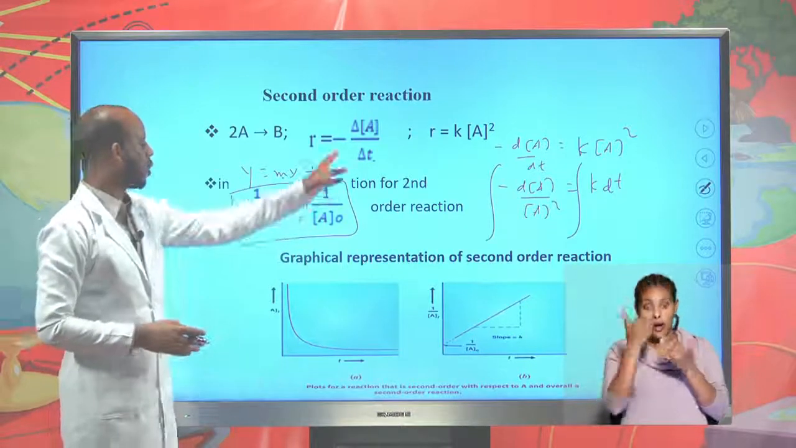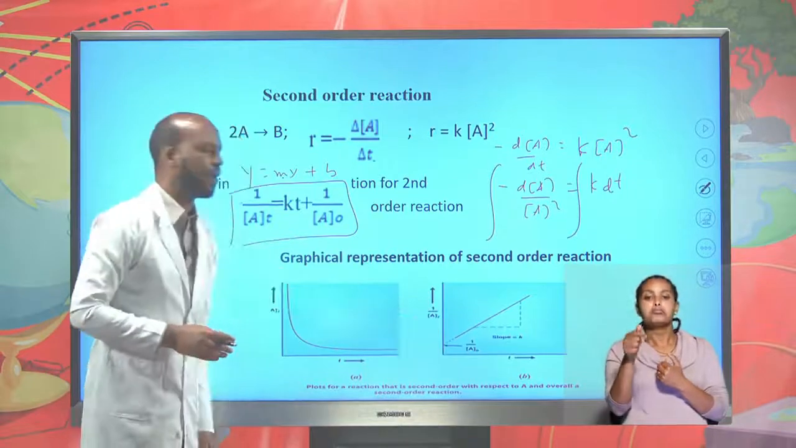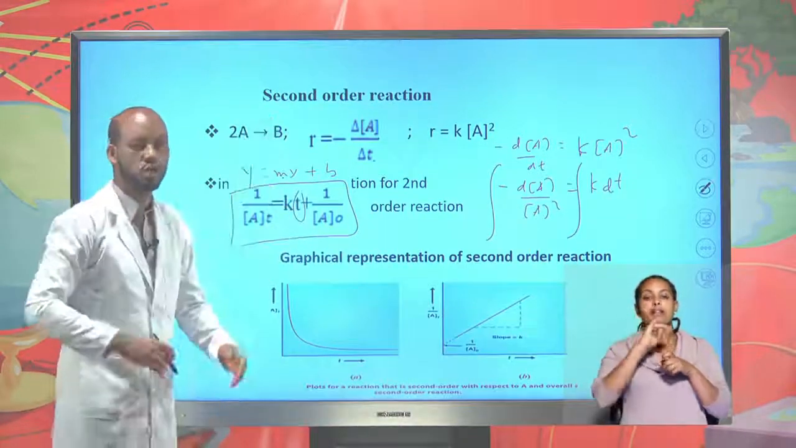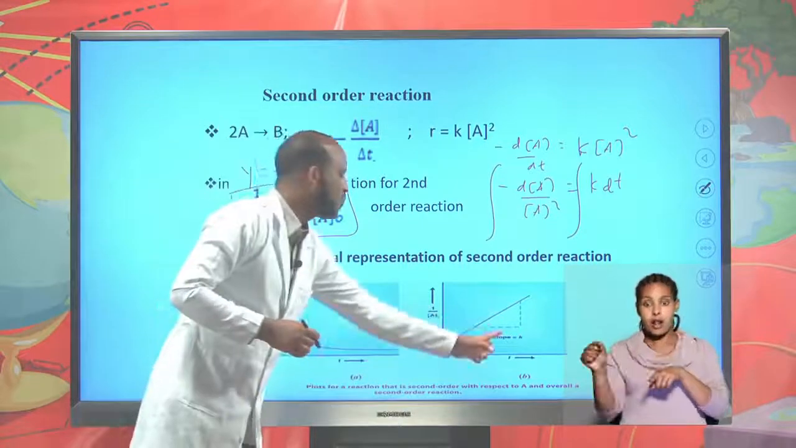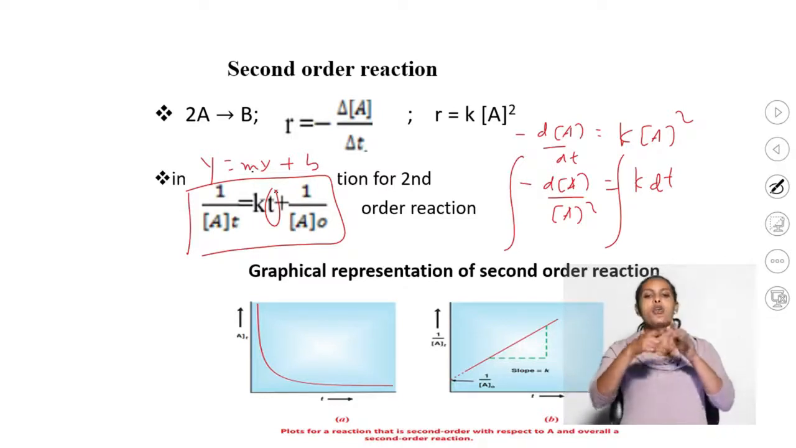Now, a plot of 1 over concentration of M at any time t versus t is a straight line with slope k. The slope is a positive straight line. This is the graphical representation of a second order reaction.